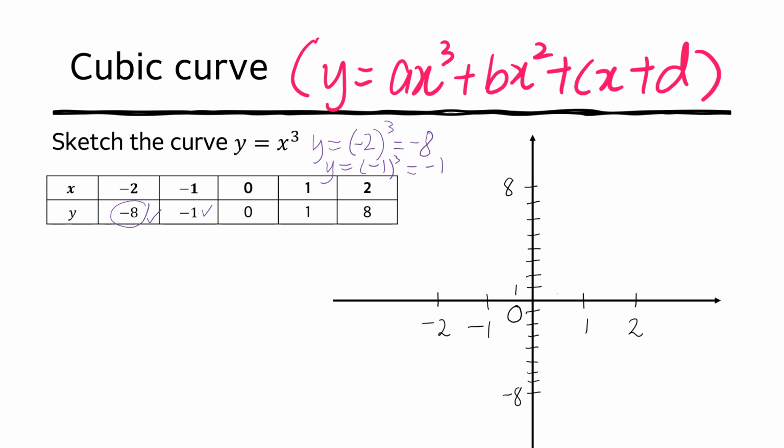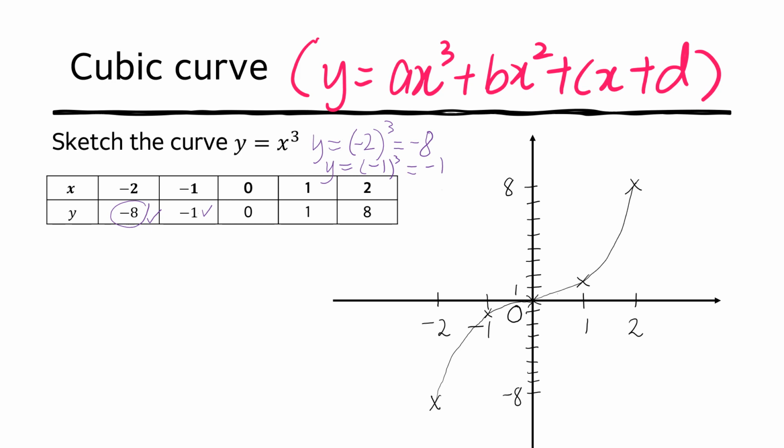So where is the negative 2, negative 8? Yes, that is your negative 2, negative 8. Followed by negative 1, negative 1. Yes. Followed by 0, 0, and that is the origin. Followed by 1, 1, and followed by 2, 8. Alright, so the next thing we're going to do is join all these points up, and let's see what kind of shape we'll get for our cubic curve.